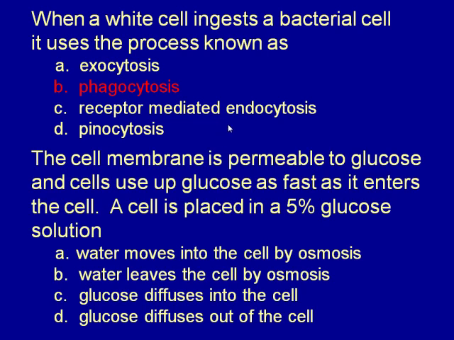The cell membrane is permeable to glucose, and cells use up glucose pretty much as fast as it enters the cell because that's how we make our ATP. If a cell is placed in a 5% glucose solution, what's going to happen? Will water move into the cell by osmosis? Will water leave the cell by osmosis? Will glucose diffuse into the cell? Or will glucose diffuse out of the cell?